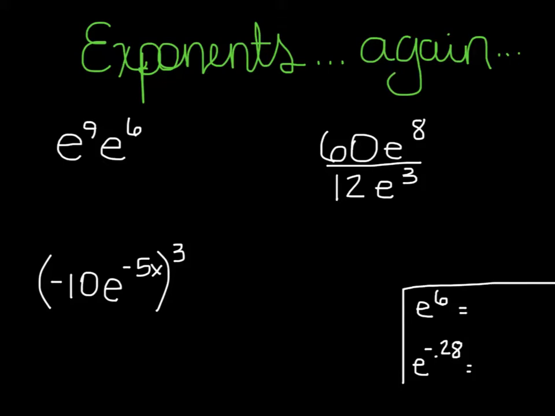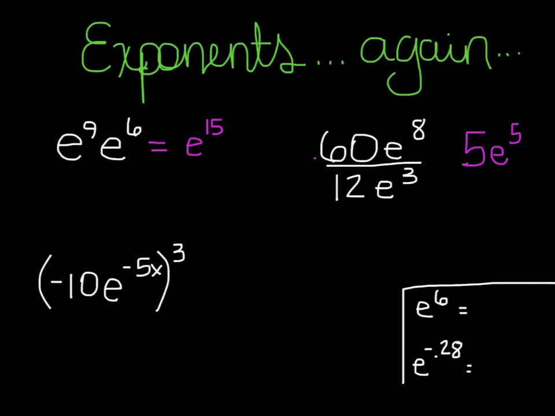So when you're dealing with Euler's number, which I will now just call e, you can also do exponents. In this first example, e to the 9th times e to the 6th, we know we add those exponents, which would give me e to the 15th. Over here, we know that numbers are numbers, so 60 divided by 12 would be 5. When I'm dividing with exponents, I subtract, so I will get e to the 5th.